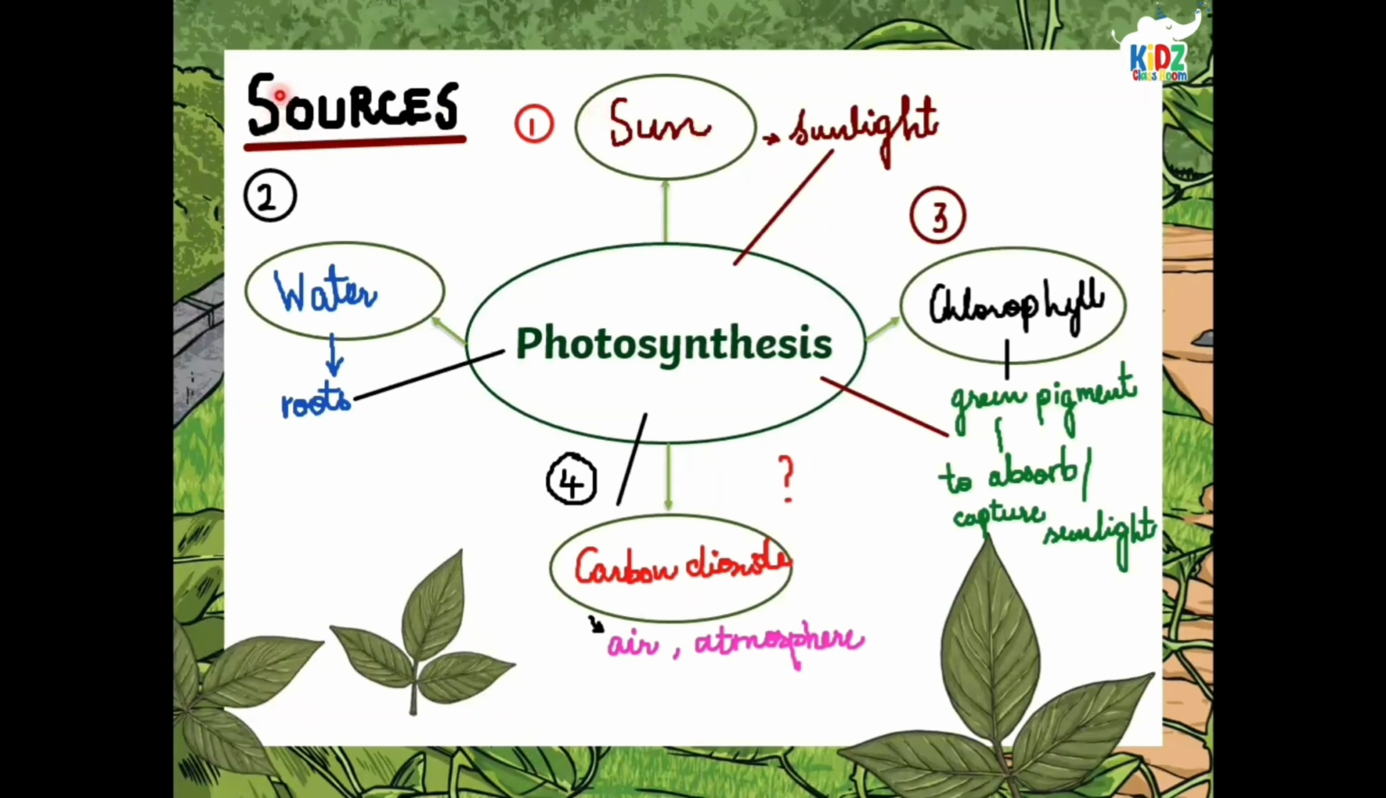So let's revise. There were some sources required for the process of photosynthesis, and we need sunlight. Where do we get it from? From the sun. Secondly, we need water, from the roots. Thirdly, we need chlorophyll, a green pigment whose function is to absorb or capture sunlight. Lastly, we need carbon dioxide, from the air, from the atmosphere. We need all these sources to perform the process of photosynthesis.